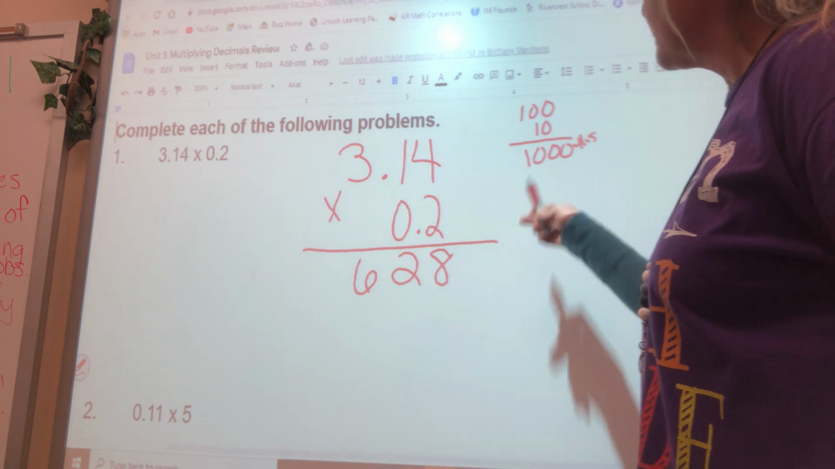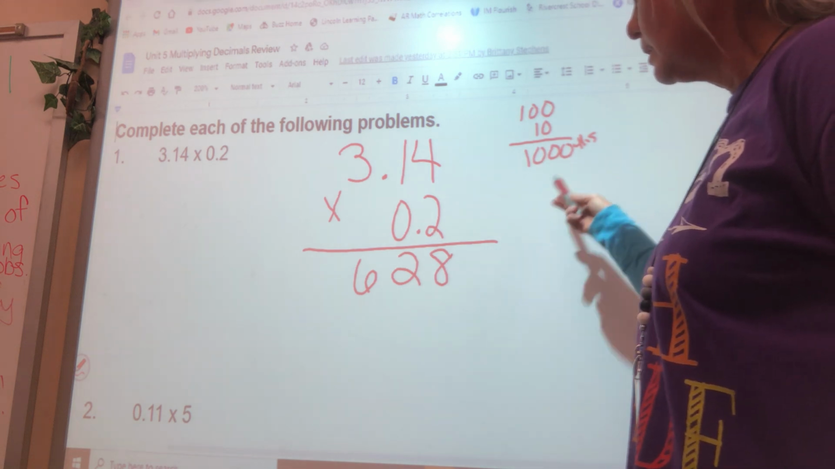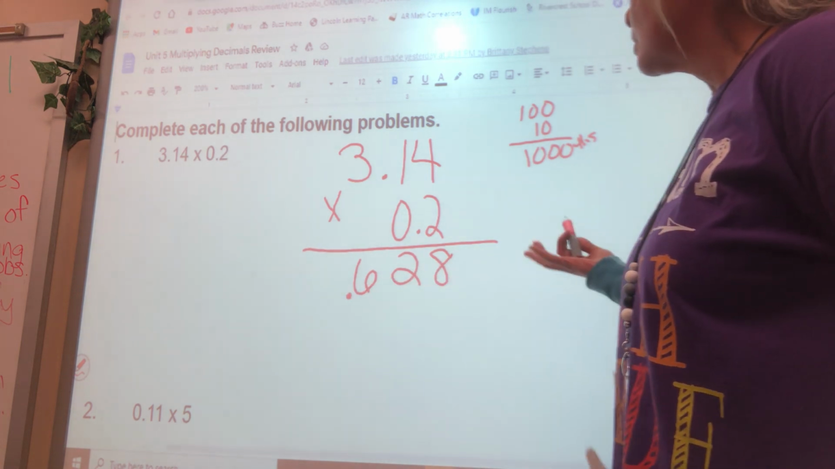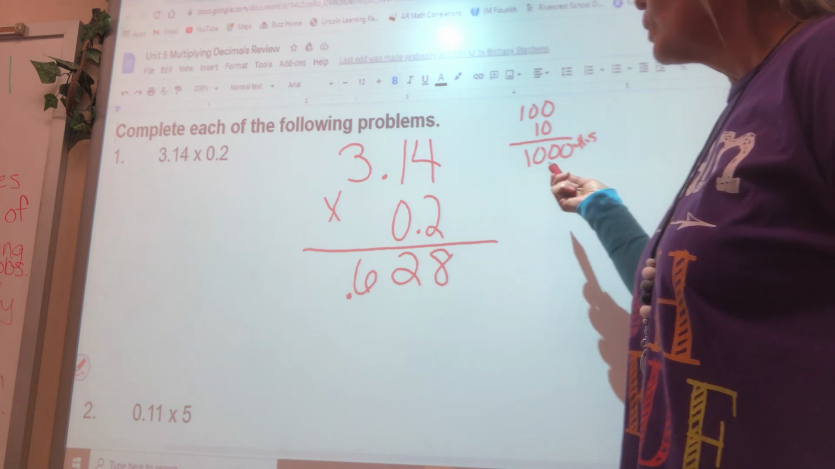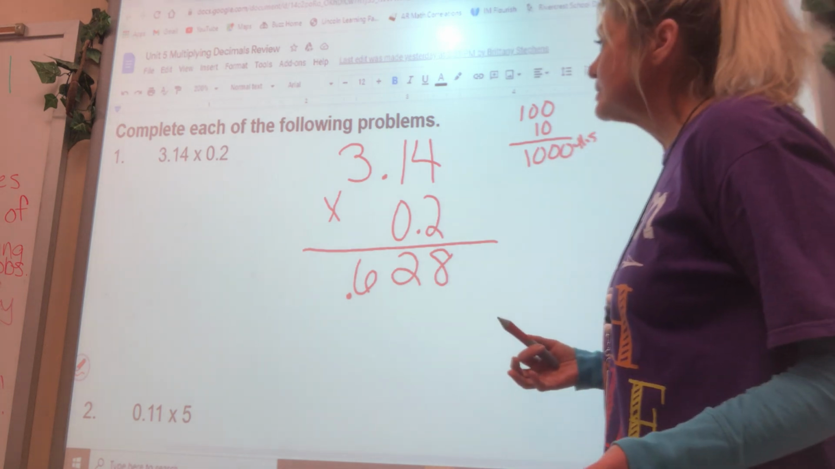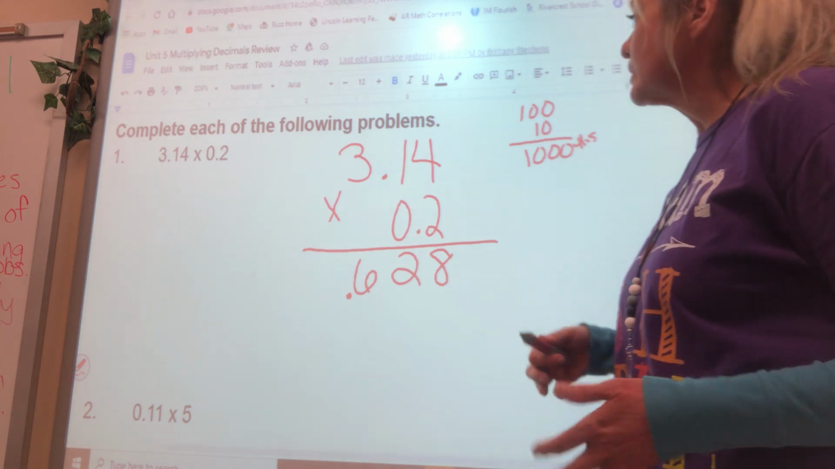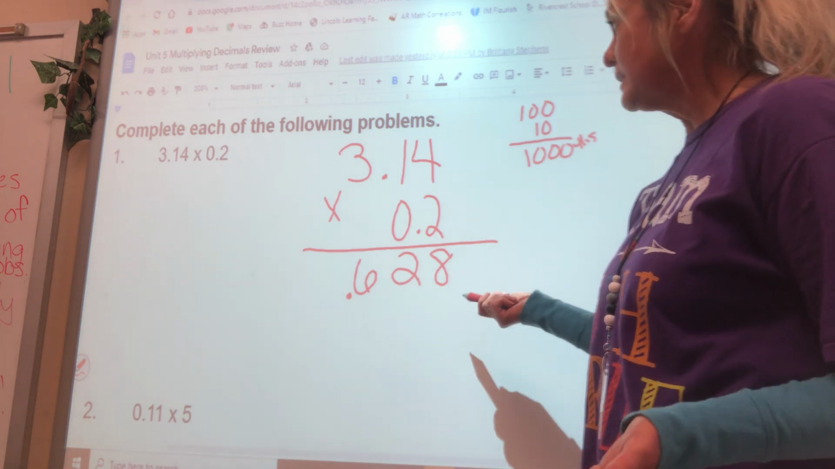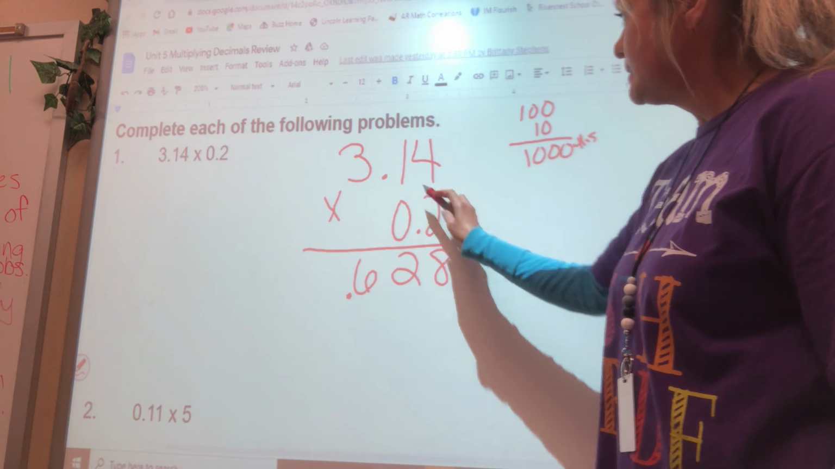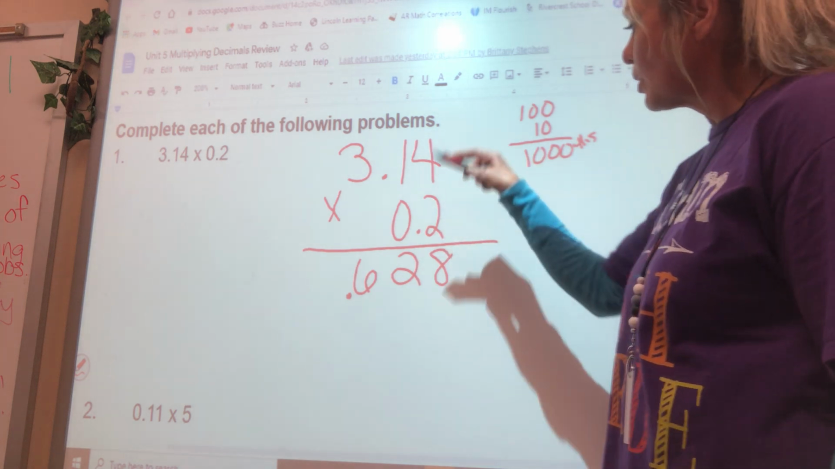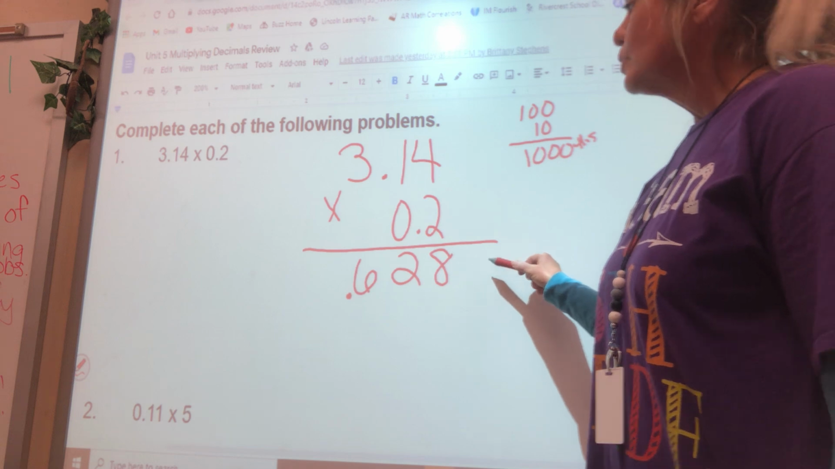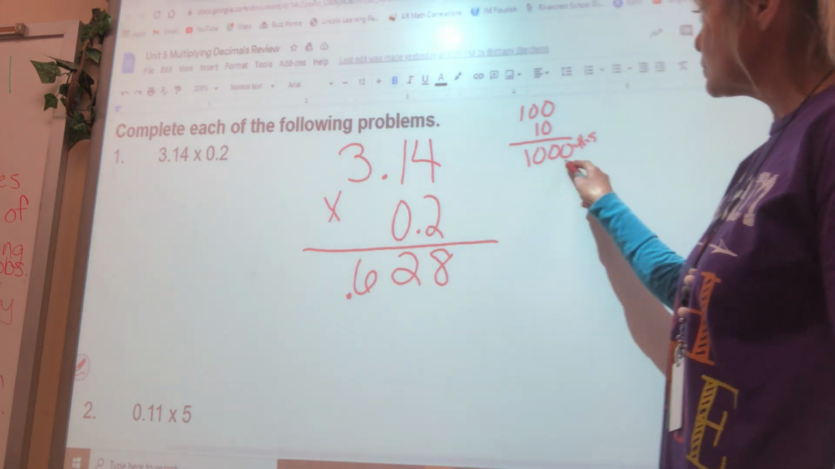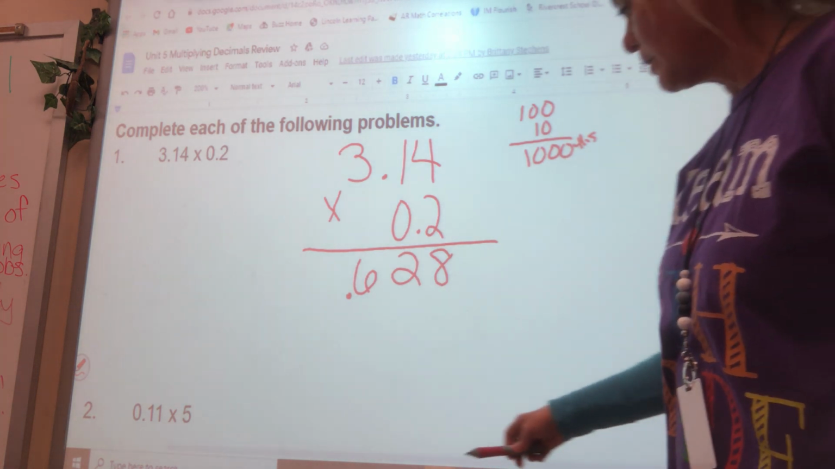Now, we said that our answer was going to need to be in thousandths. That's tenths, hundredths, thousandths. So we can simply count the digits behind the decimal in the whole problem, and that turns out to be how many digits are behind the decimal in the answer. If I have 3 digits behind the decimal in the whole problem, then my product will have 3 digits behind the decimal, and that makes sense. Tenths, hundredths, thousandths is what we said it should be before we even got started.